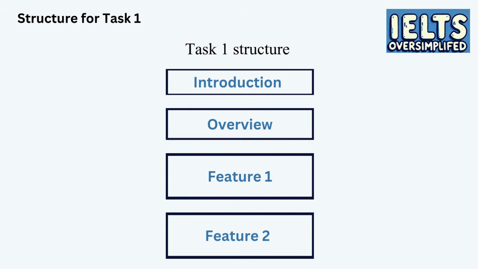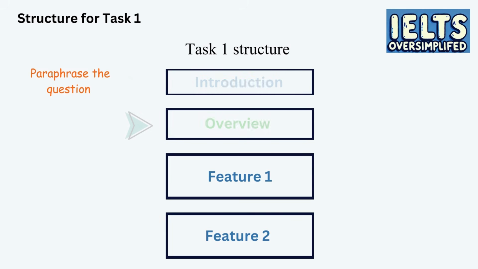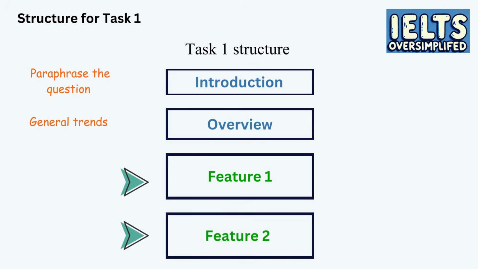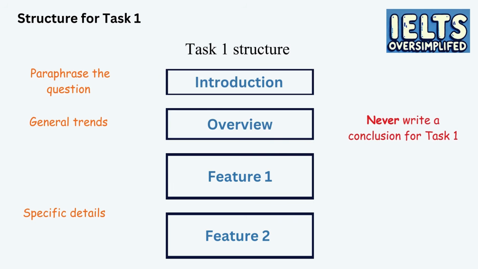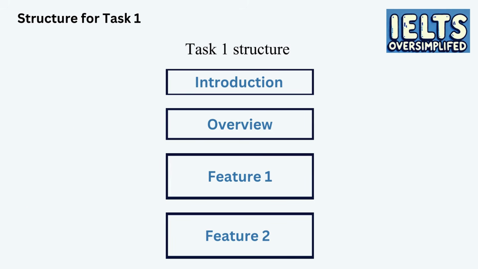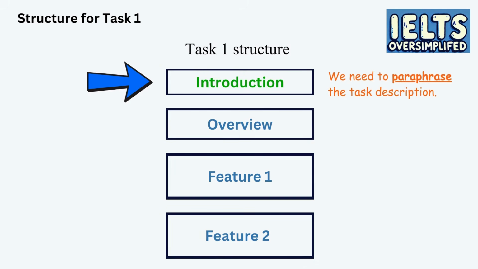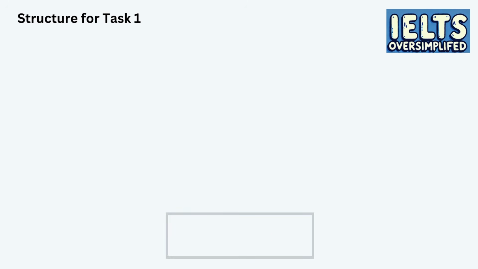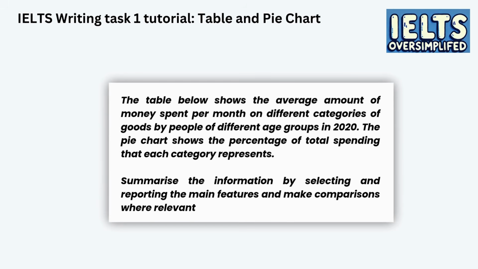You need 4 parts: an introduction where you paraphrase the question, an overview with general trends only, and 2 body paragraphs with specific details. Never write a conclusion for Task 1 because you're describing data, not giving opinions. Now, let's write our introduction. We need to paraphrase the task description. Never copy directly from the question. Here's what the question says.